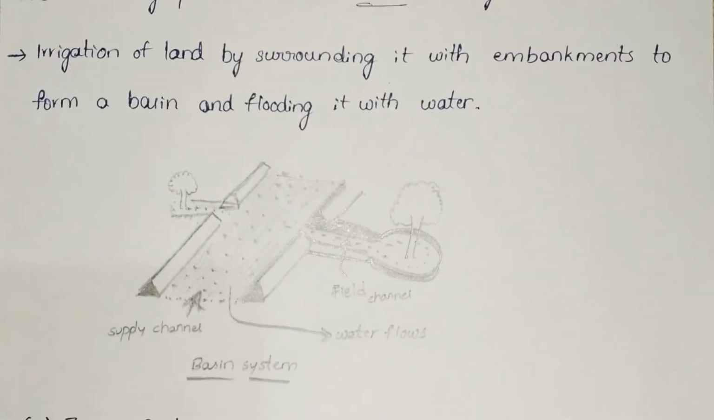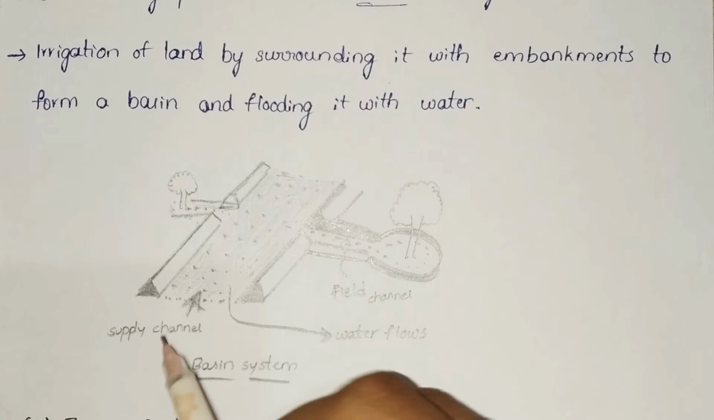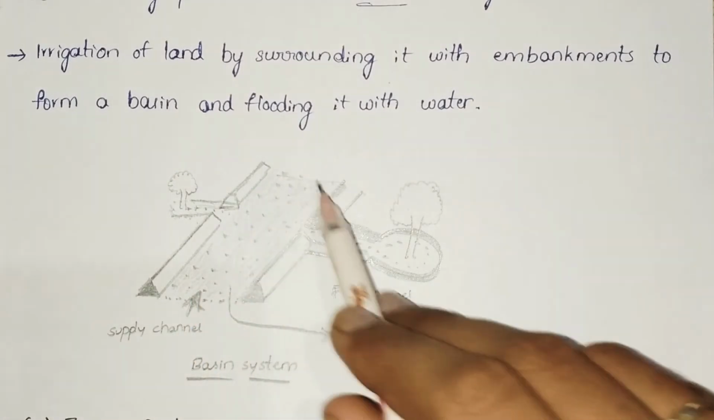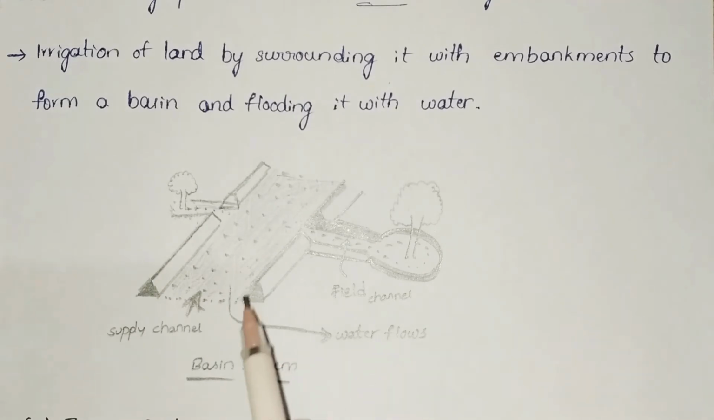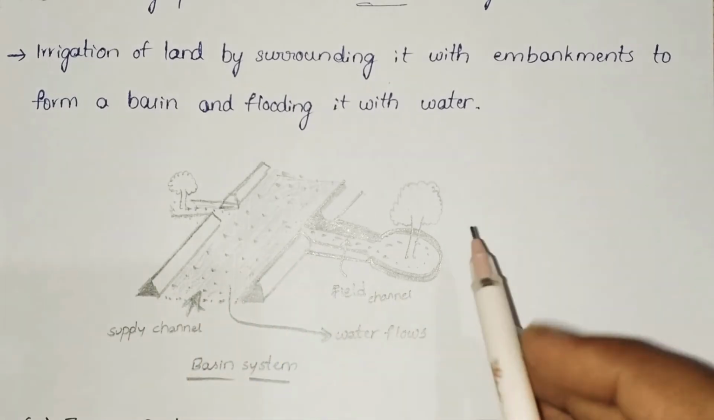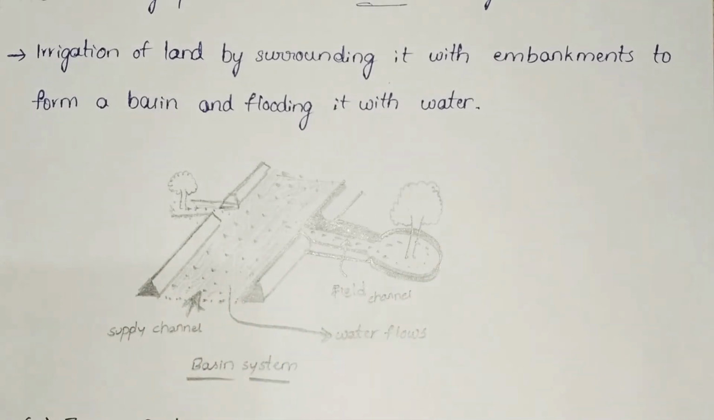Observe this diagram carefully. This channel is called supply channel. Water flows from this channel and water gets to the tree by field channels. This is called basin system.